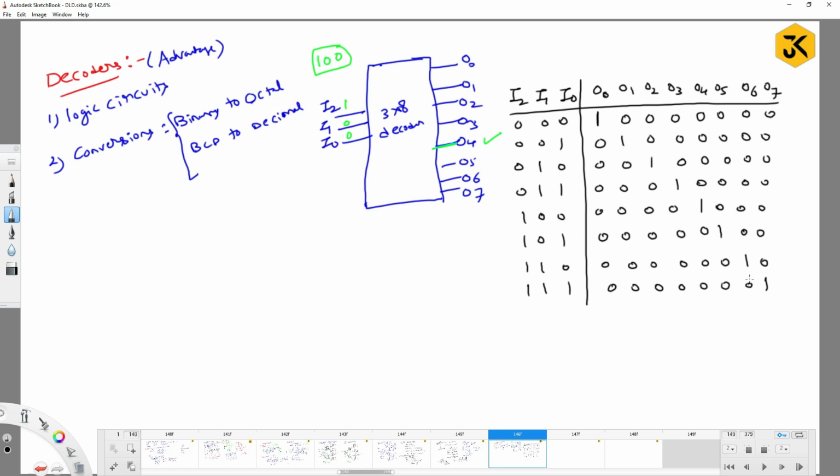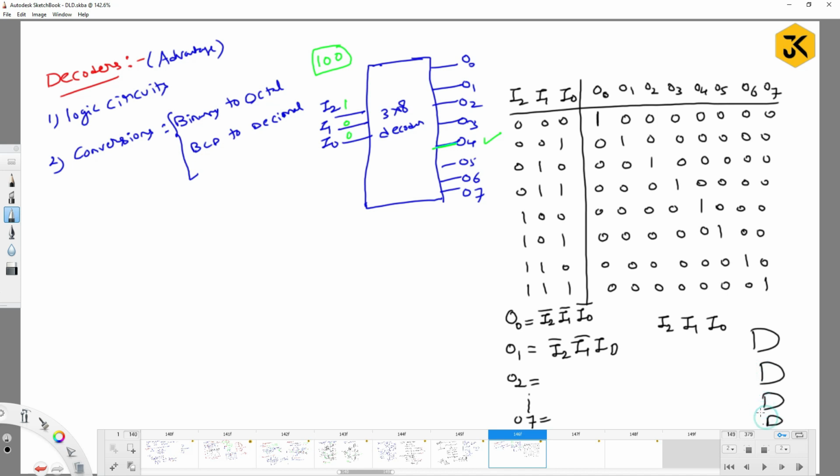So for this, can we draw the circuit diagram? What is O0? We can write O0 as I2 bar, I1 bar, I0 bar. Similarly, O1 is I2 bar, I1 bar, I0, then O2 and so on. You can write it for all the cases and try to draw the circuit for this in the coming class. So how are you going to get the circuit? You are going to take I2, I1 and I0 as inputs. Assume that it is a kind of 3 input AND gate.